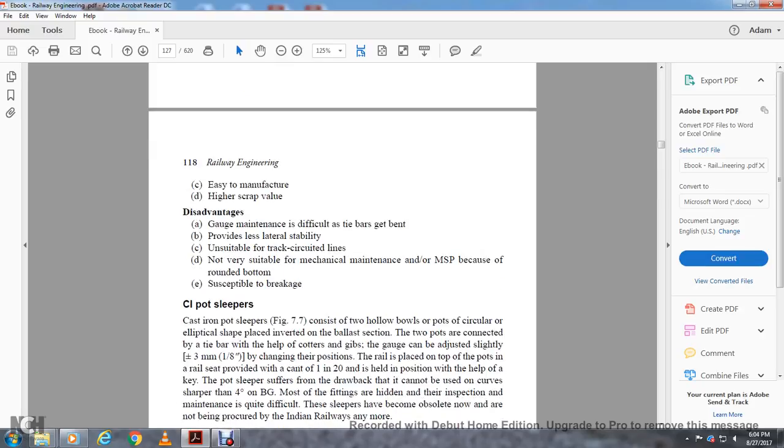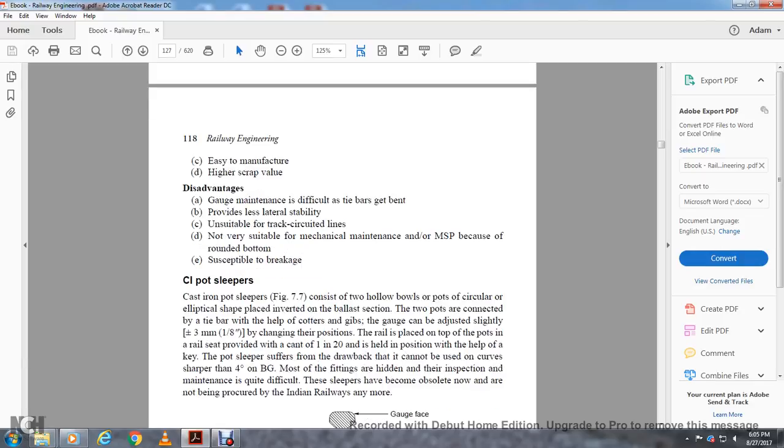The rail is placed on top of the pots, with the rail seat provided with a cant of 1 in 20, held in position with the help of a key with the pot of the sleeper. The drawback is that the cant cannot be used on curves sharper than 4 degrees on the broad gauge. Most of the plating is hidden, so inspection and maintenance is quite difficult. These sleepers have become obsolete now and are not produced in Indian Railways anymore.